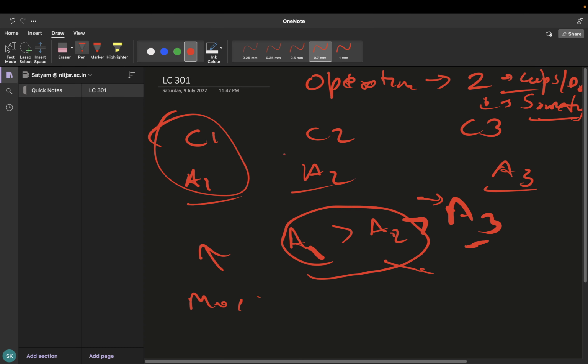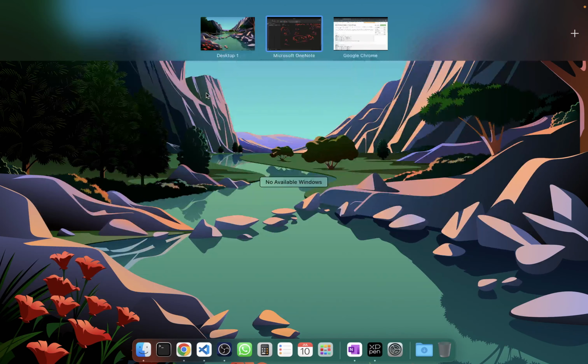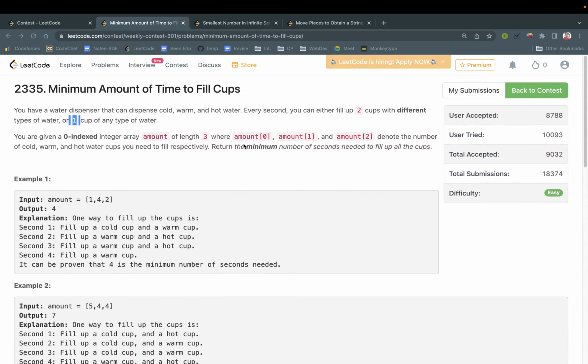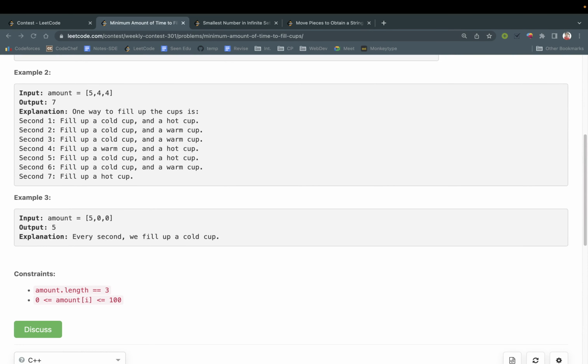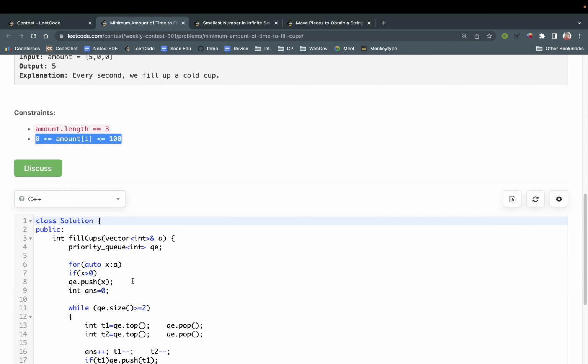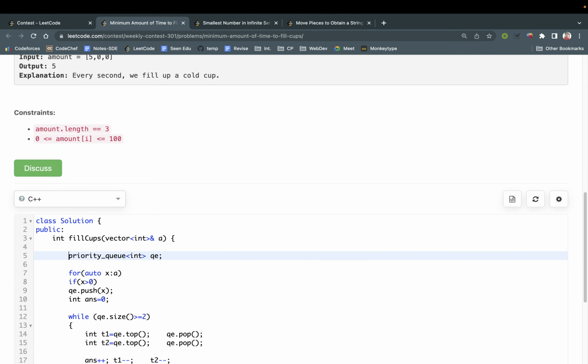Therefore, what I'm doing in this problem is simply filling these cups always with the maximum of the top two, and here the amount is 100, so we can simply run the brute force. So simply I have taken a priority queue.